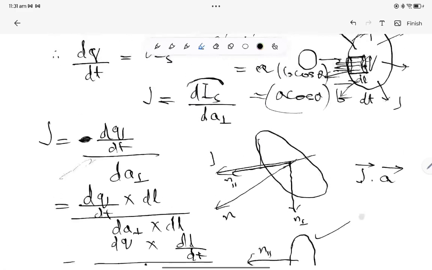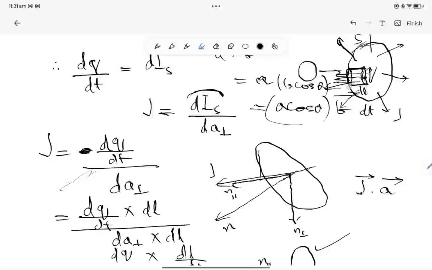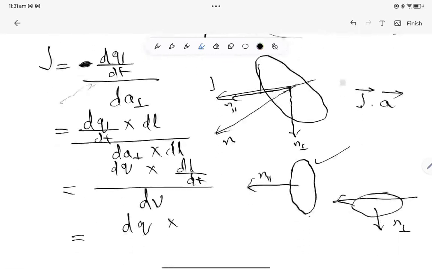Now dl by dt, dl is distance traveled per unit time. Who travels this distance? This charge dq. Therefore, it is the velocity of the charge divided by dV. But what is dq by dV? dq by dV is the charge density, volume charge density, into v, velocity. And this is, my dear, the relation between current density and velocity. We will need this. One more thing.